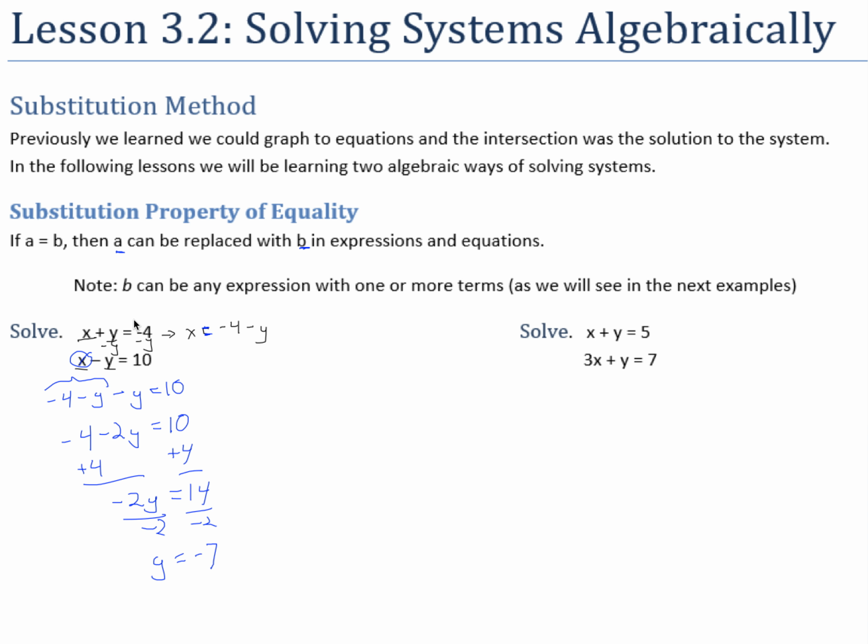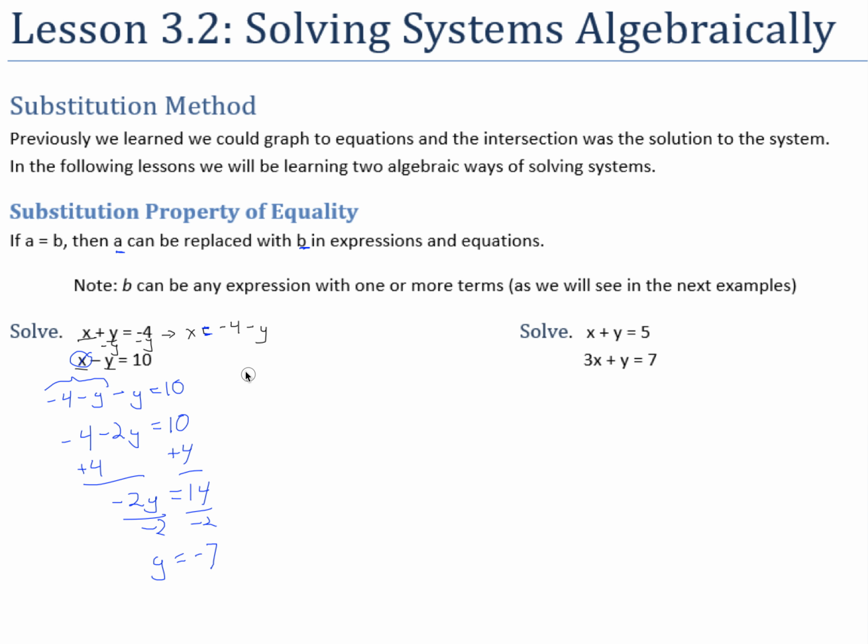So we found one of our variables. Remember, when we solve systems, we're going to find the point or points that make both equations true. So we found y is -7. Now what we can do is take this and put it into any of these three equations: our two originals, and the one we solved for x. It's actually usually easiest to plug into the one we solved for. So that's what I'm going to do.